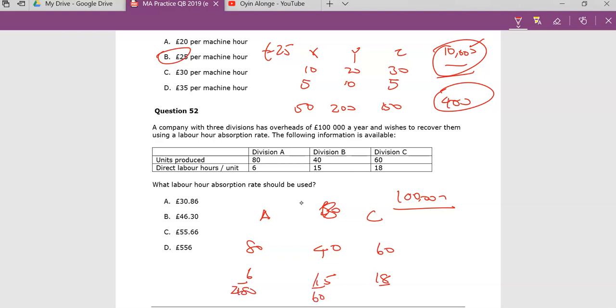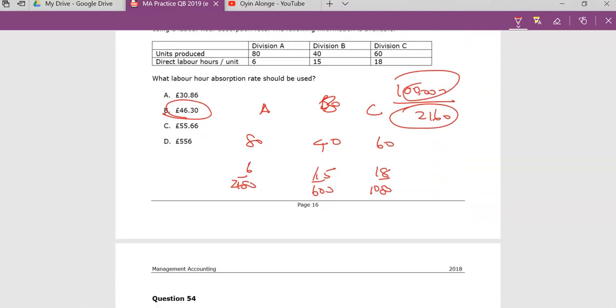8 times 6 is 480. 40 times 15 is 600. 60 times 18 is 1080. Add all these together and you get 2160. So you have 100,000 divided by 2160. Divide those two together and you get 46.3. That's question 52.